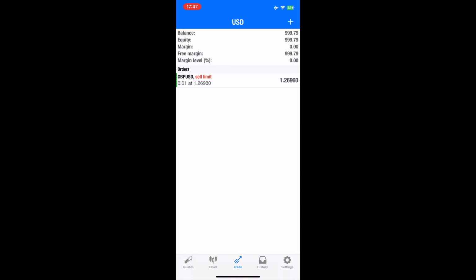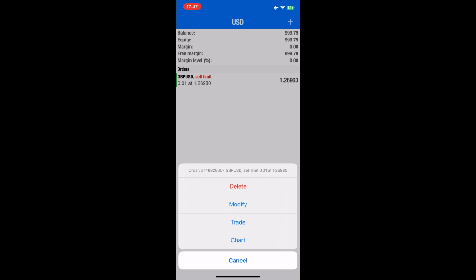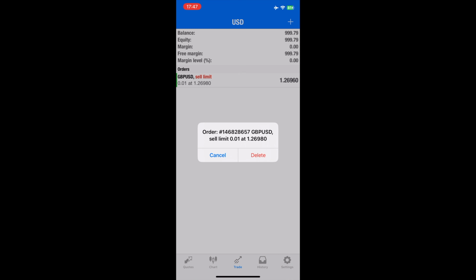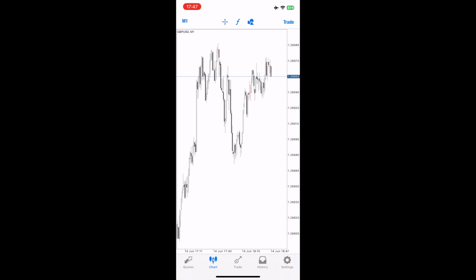Okay, so since price is not there yet, for the purpose of time, I'm just going to delete it. So if you want to delete it, maybe you're not sure price is going to come there or you're not sure of the trade, just long press it, click on delete, and you can just delete it. It's not there anymore. As you can see, I don't have it anymore.